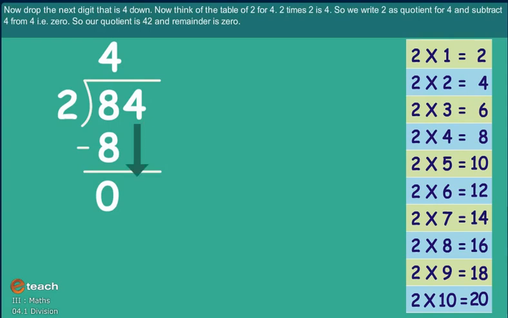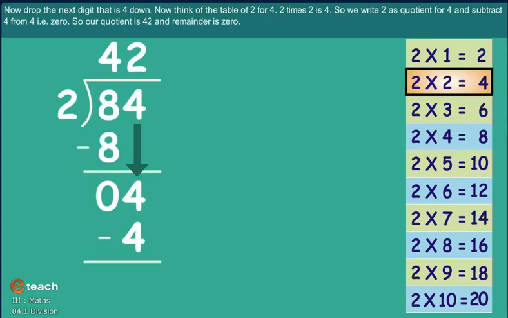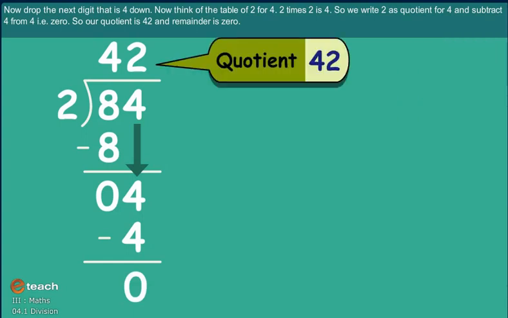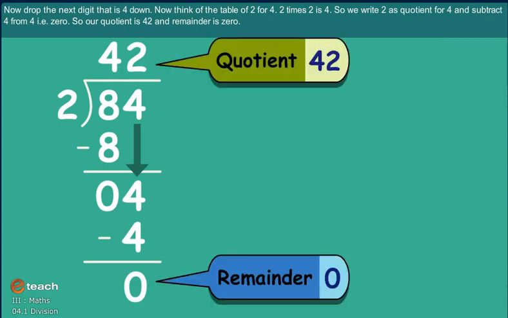Now drop the next digit, that is 4, down. Now think the table of 2 for 4. 2 times 2 is 4. So we write 2 as quotient for 4 and subtract 4 from 4 is 0. So our quotient is 42 and remainder is 0.